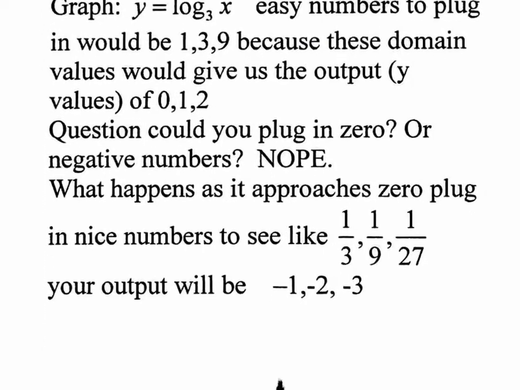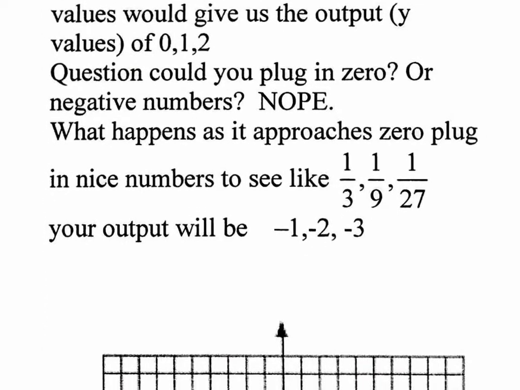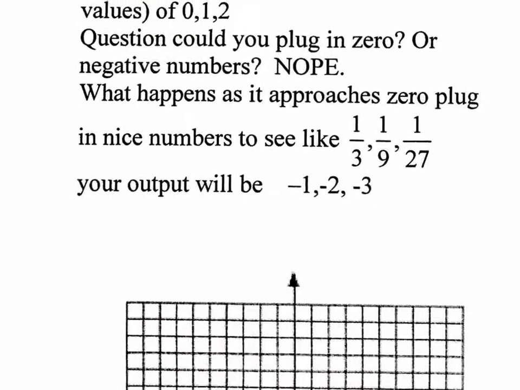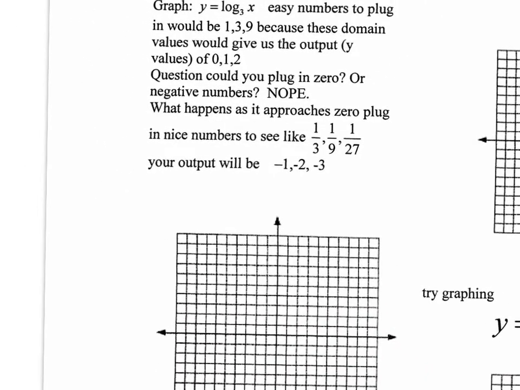And what happens as it approaches 0? Well, you could be plugging in nice numbers like 1/3, 1/9, 1/27. Your output will be -1, -2, -3. Now, I'll be honest with you, that is stinking confusing, right?